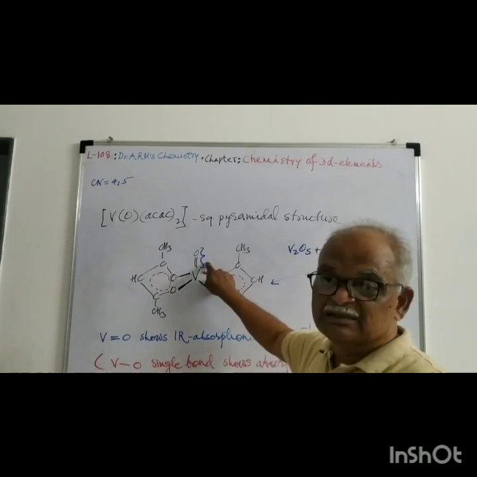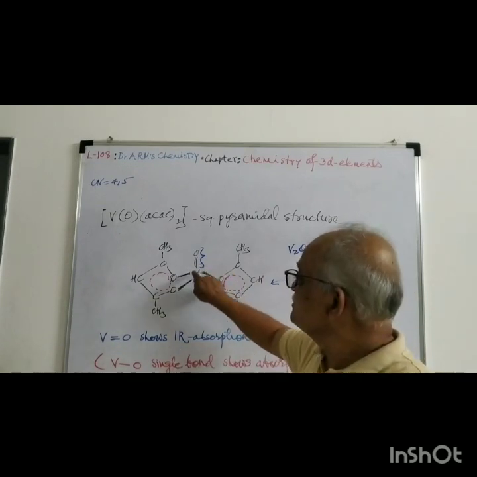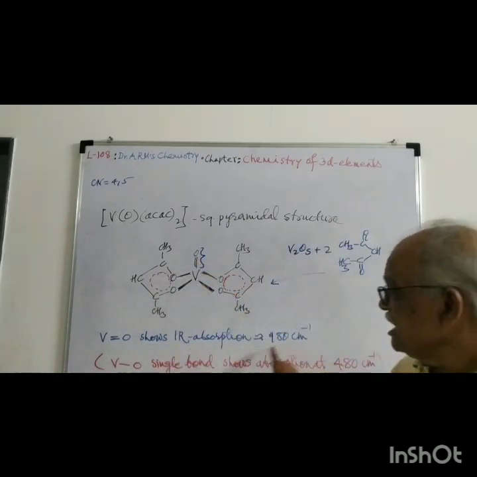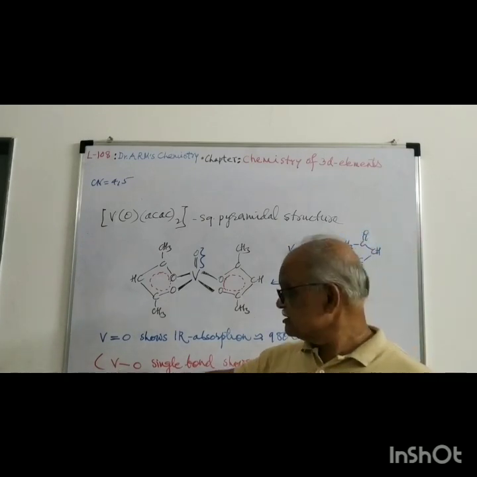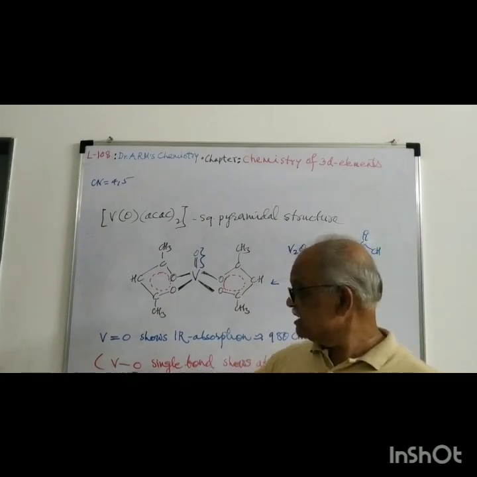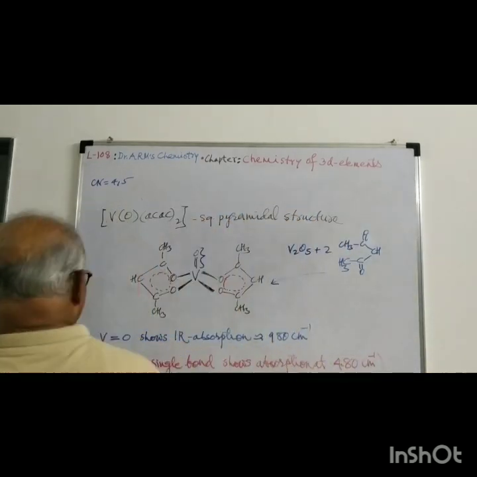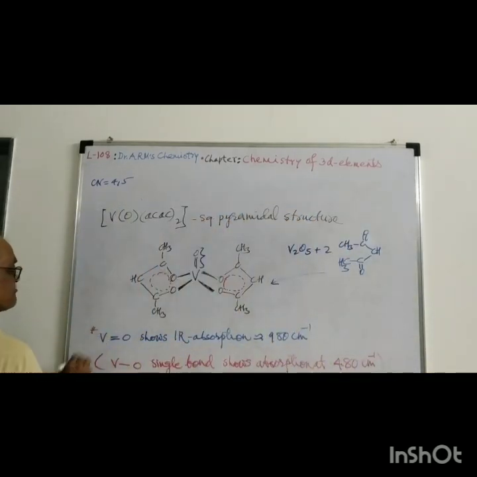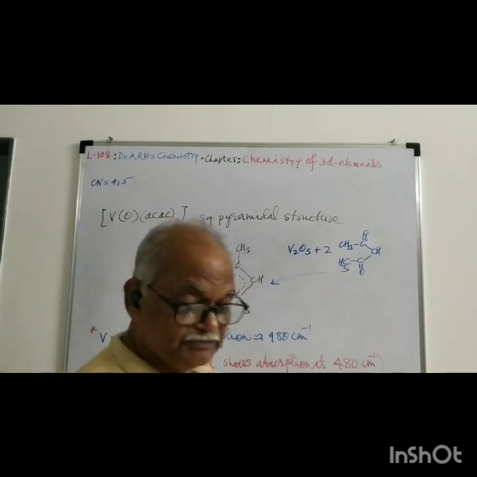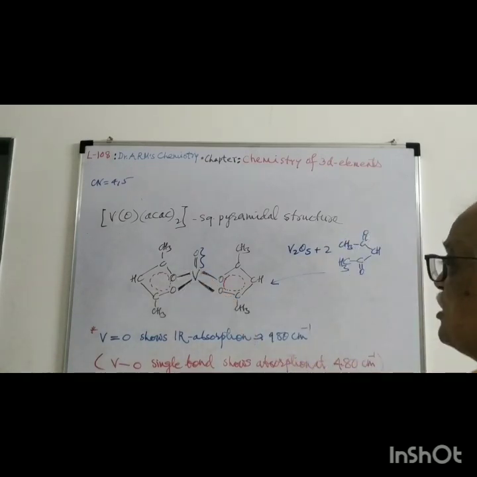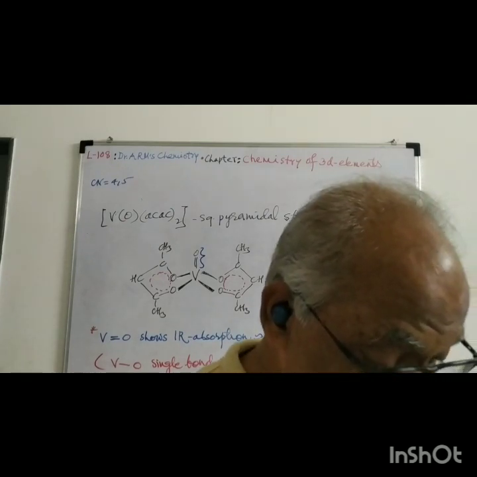So this structure, that is vanadium double bond oxygen, is confirmed with the help of this value. And for our reference, it is given that the single bond between vanadium and oxygen shows absorption at 480. So this is our observation. So with this we can confirm that this vanadium oxygen bond must be double bond.